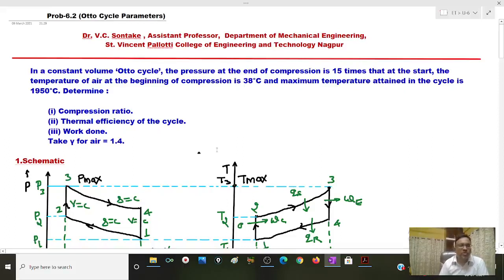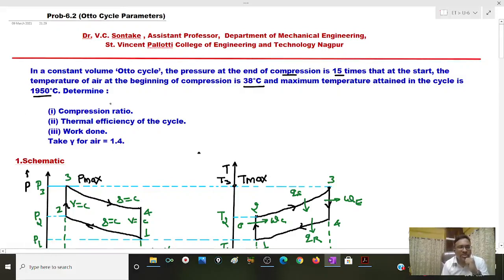Problem 6.2, and it is based on Otto cycle parameters. The problem statement goes like this. In a constant volume Otto cycle, the pressure at the end of compression is 15 times that at the start. The temperature of air at the beginning of compression is 38 degrees Celsius, and the maximum temperature attained in the cycle is 1950 degrees Celsius. Determine 1.